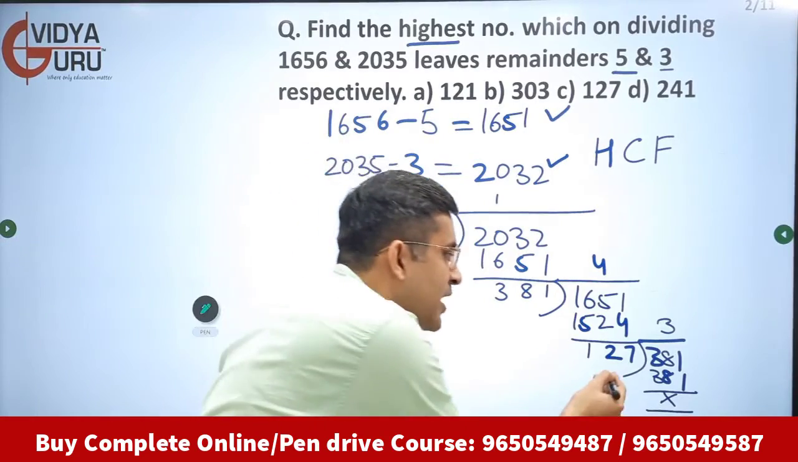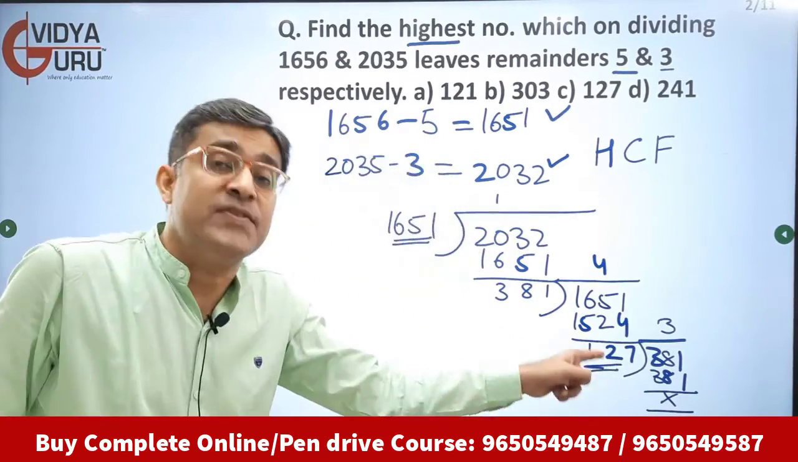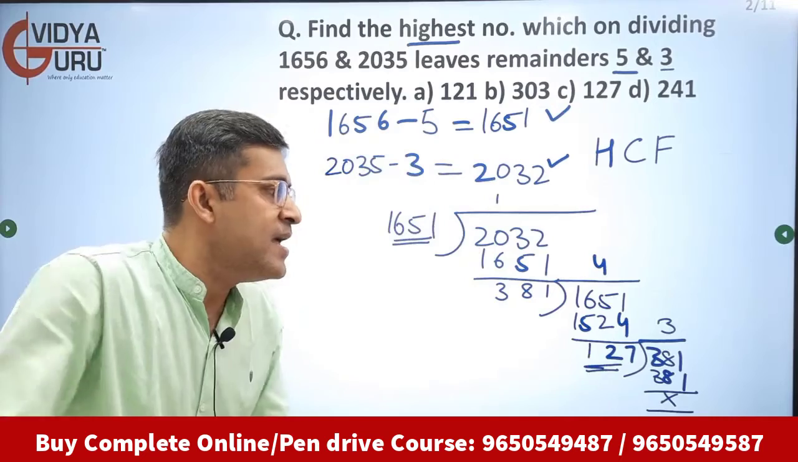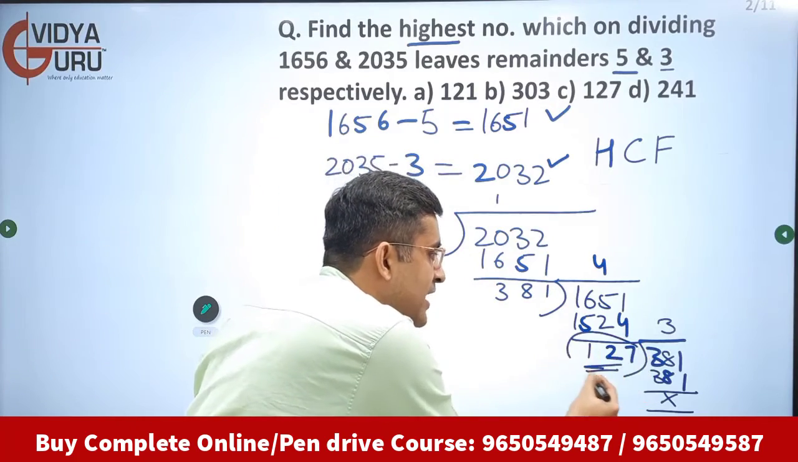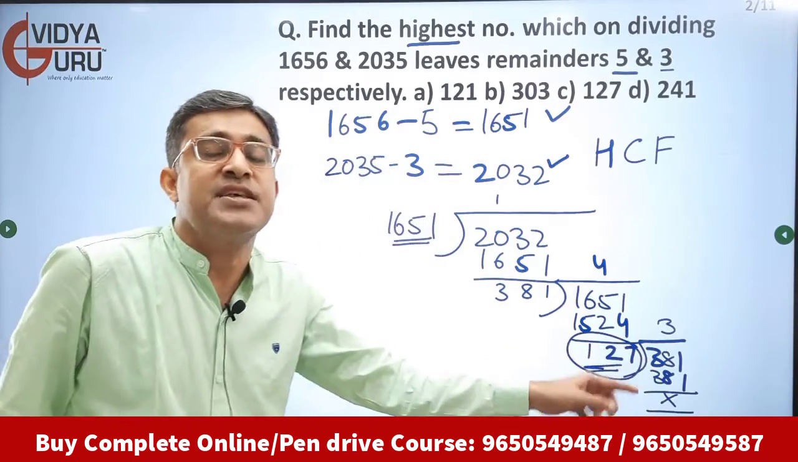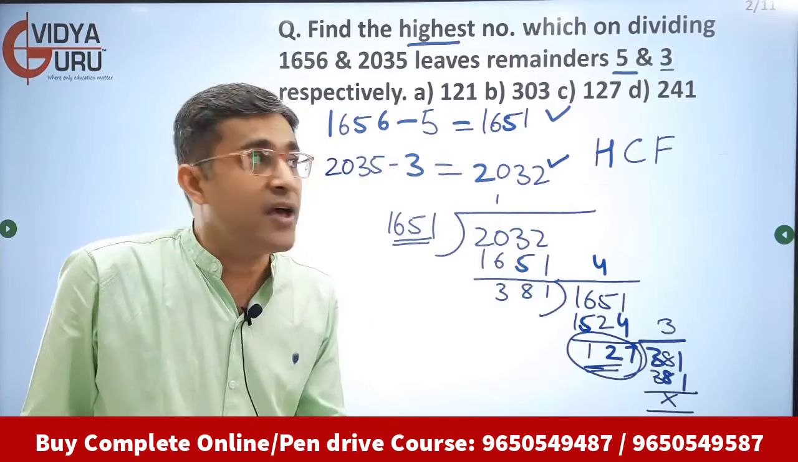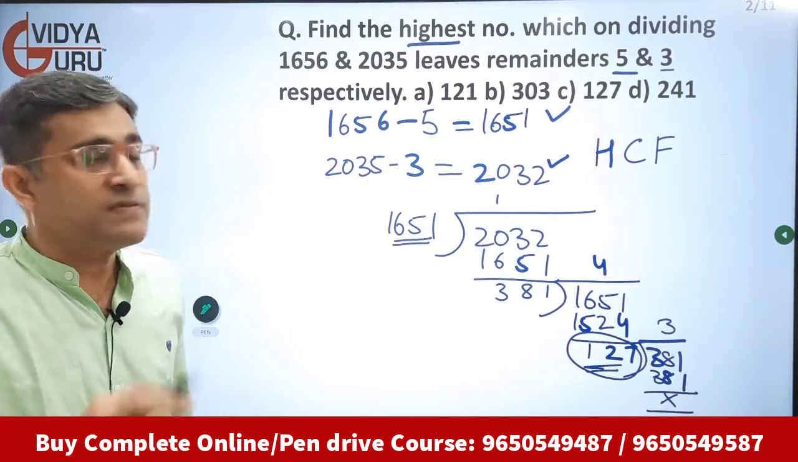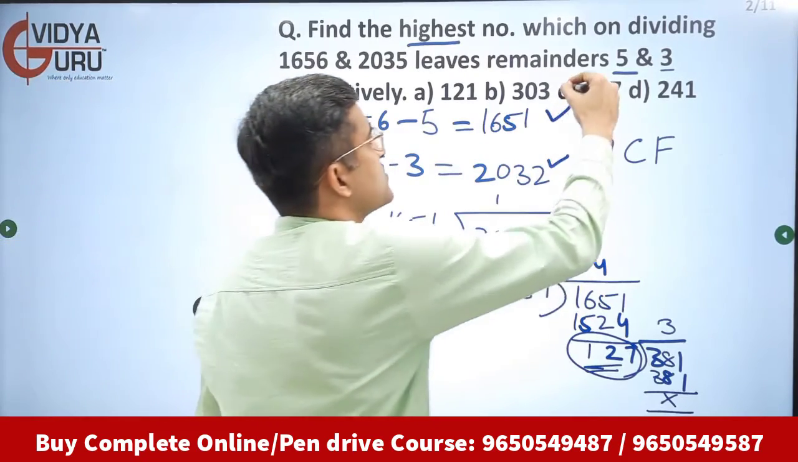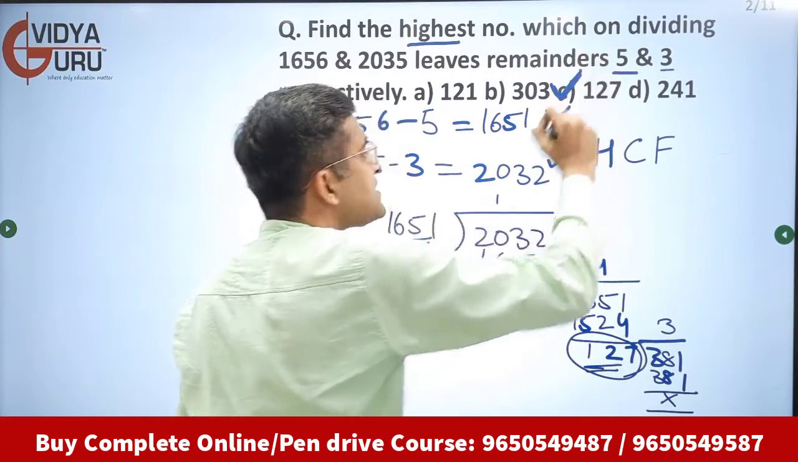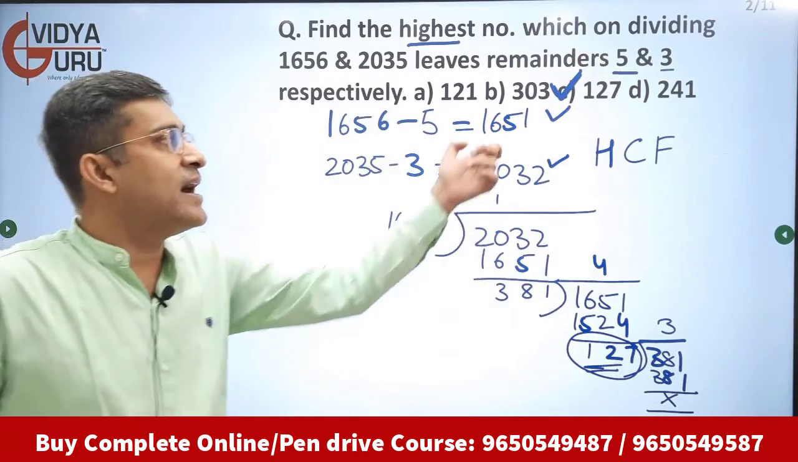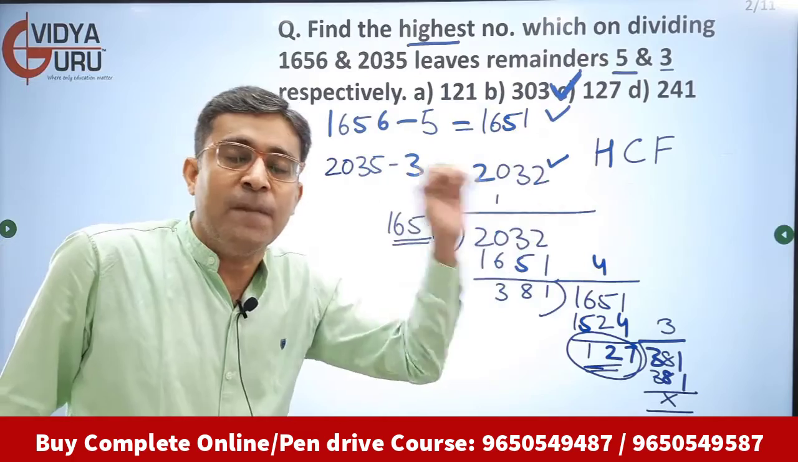So students, this particular 127, the divisor of the last step, will become the HCF. So what is the answer? The answer is option C, 127. It will completely divide 1651 and 2032.